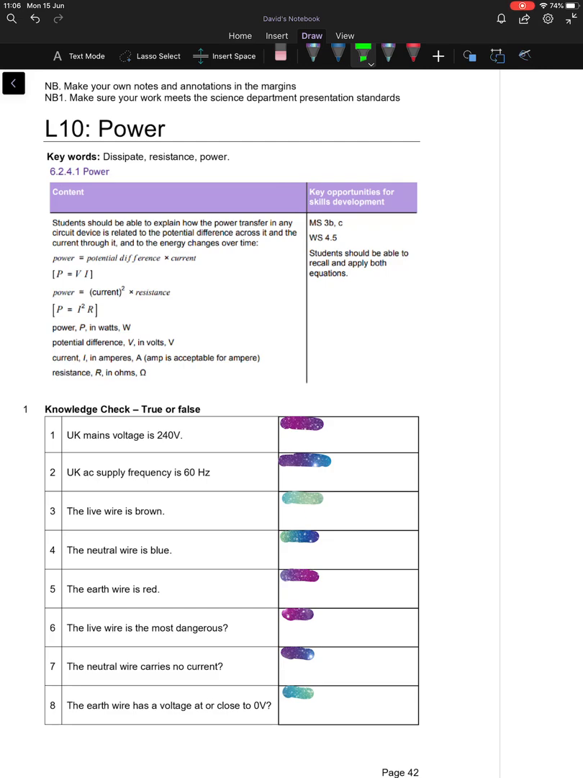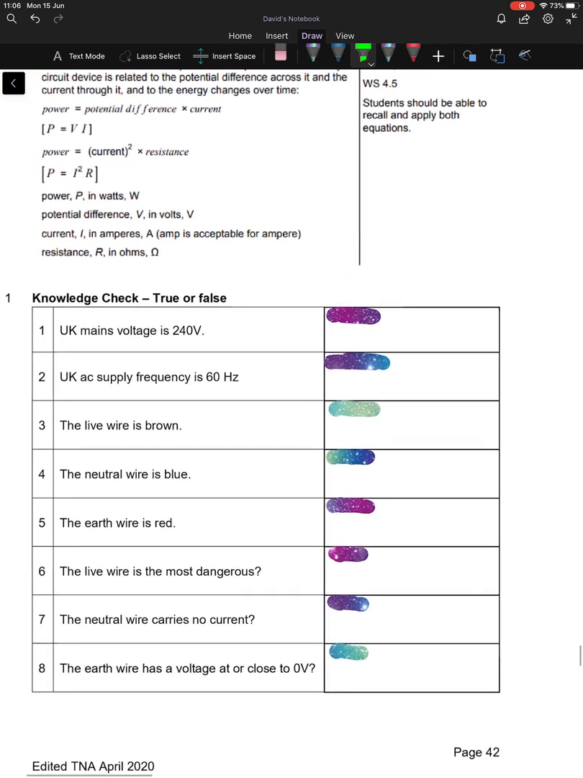So, welcome to lesson 10 of your electricity unit of work, and today's lesson is on electrical power. So, to begin with, can you pause the video and have a go at the first set of knowledge check questions on this lesson, which are purely true or false questions, reviewing content from previous lessons. Which is true, which is false.